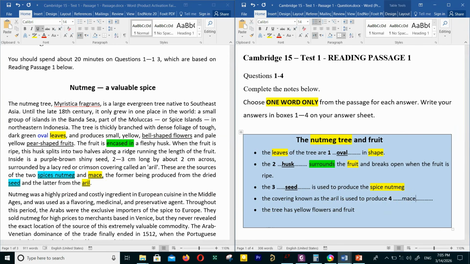And what is mace? I don't know. It doesn't really matter. You don't have to know all the vocabulary. But for example, here, surrounds means encased in. Please write that down in your notebook. Okay, this was important. But the rest is not such hard vocabulary.